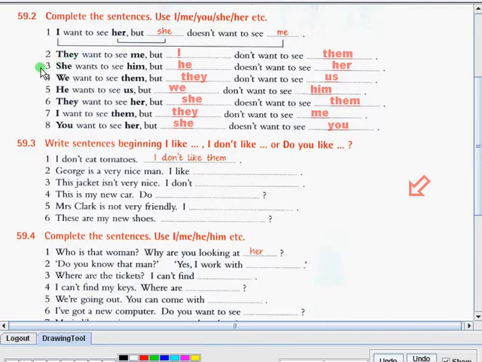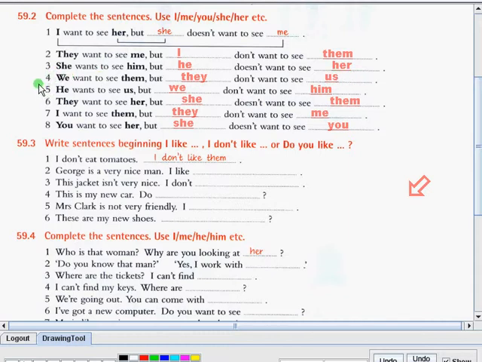3, she wants to see him, but he doesn't want to see her. So he is the subject pronoun for him, and then her is the object pronoun for she. 4, we want to see them, but they don't want to see us. So here, they is the subject pronoun for them, and then us is the object pronoun for we.